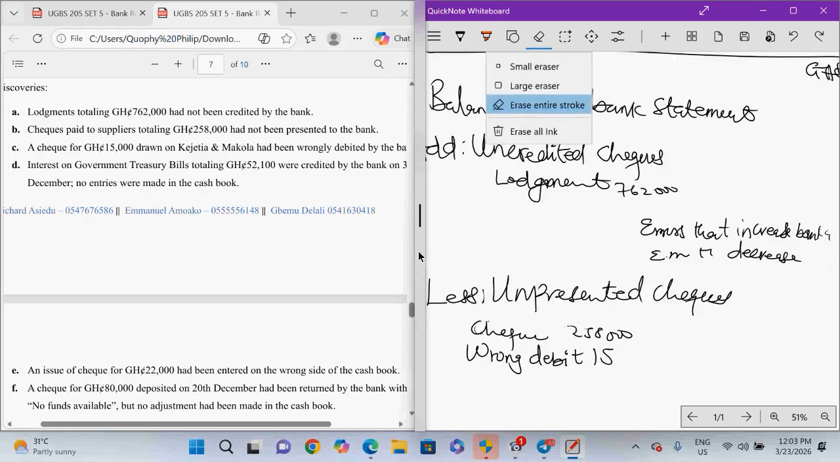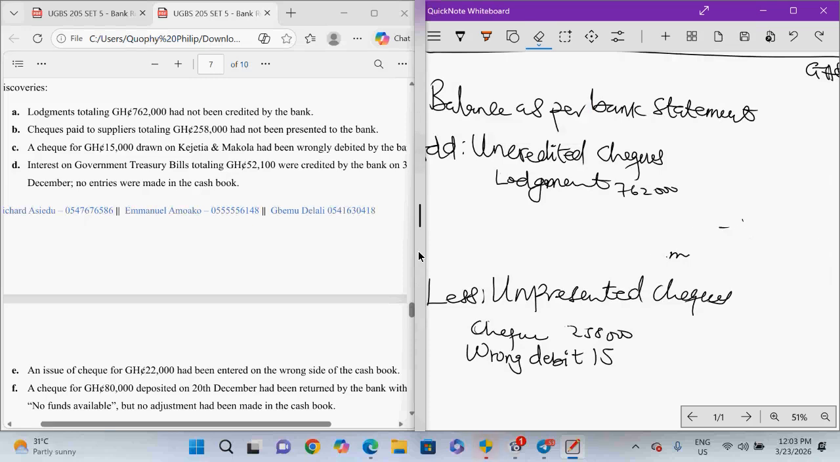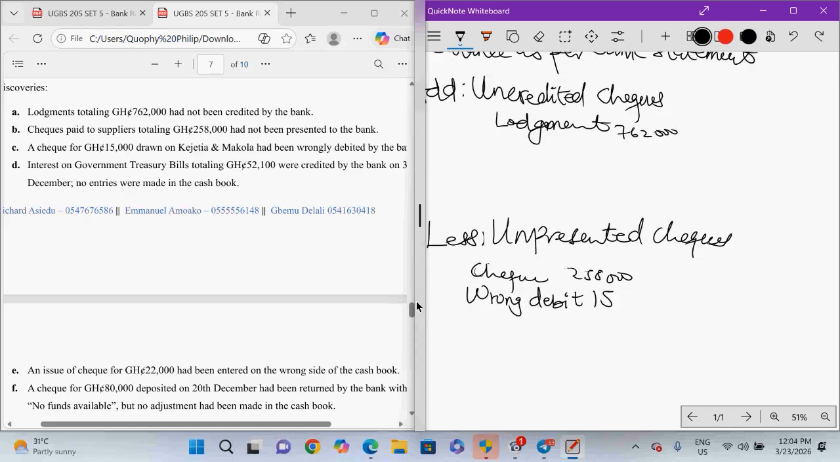Rita, continue, please. An issue of check for 22,000 has been entered on the wrong side of the cash book. An issue of what? Check. So issue is the same as what? Paid or withdrawn. Paid or drawn, right? So an issue of check for 22,000 has been entered on the wrong side of the cash book.